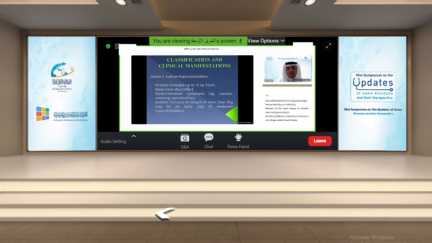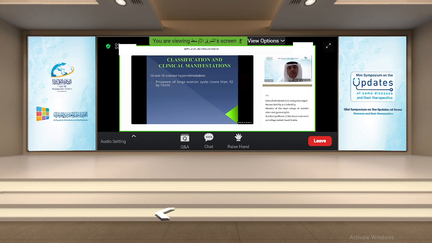A sudden increase in weight of more than 3 kg may be an early sign of moderate hyperstimulation. Those ladies being exposed to ovulation induction for assisted reproductive technology to solve the problem of their infertility have to keep in mind that if their weight increases, this is alarming, and they have something cooking, which we call ovarian hyperstimulation syndrome.